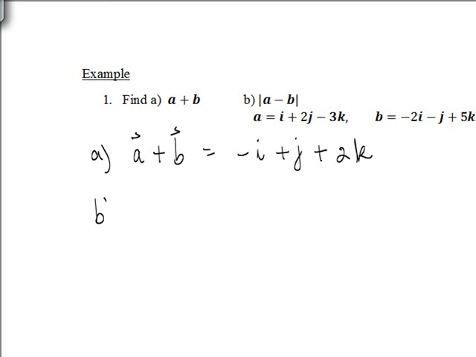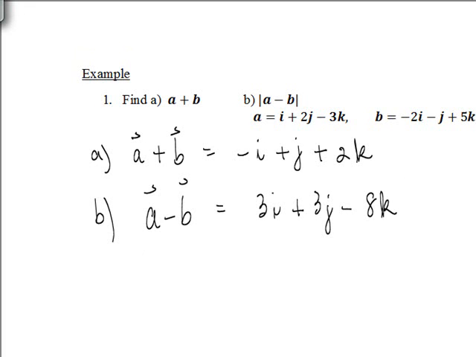B, find the length of A minus B. So the first thing you need to find is A minus B, and then you find its length. Can somebody tell me what A minus B is? Go again. 3i, not negative 3i. Continue. Plus 3j. Minus 8k. Great. Okay, so we're subtracting.